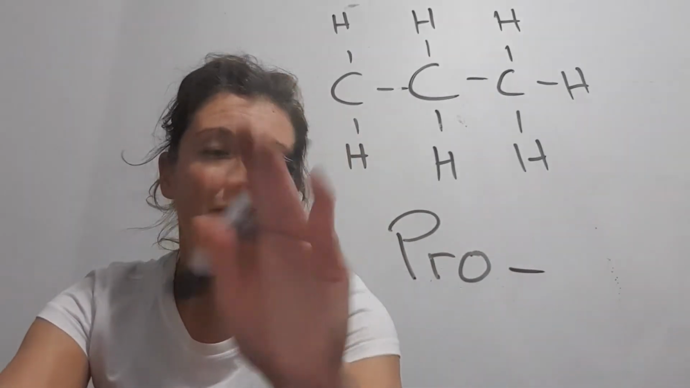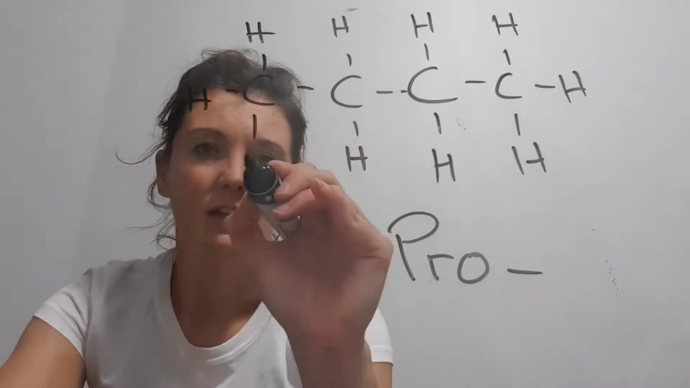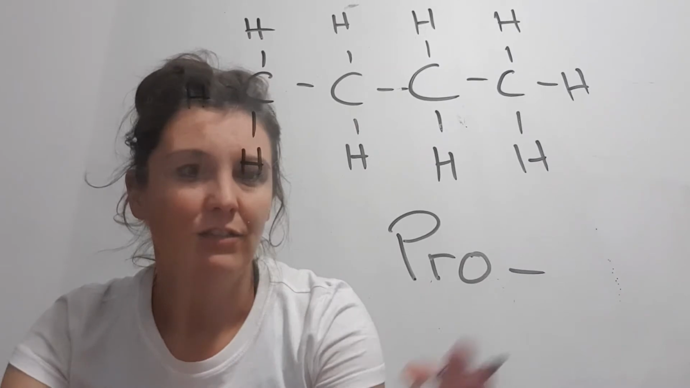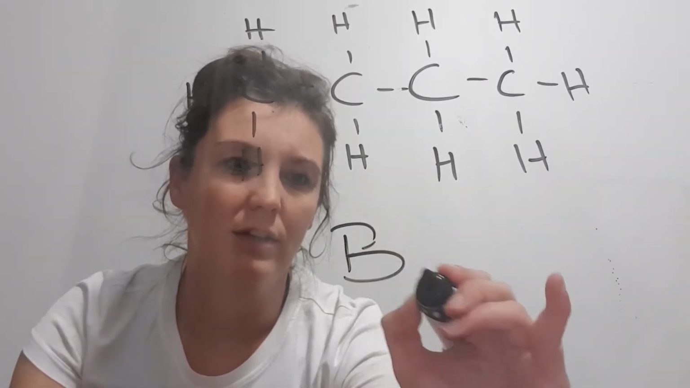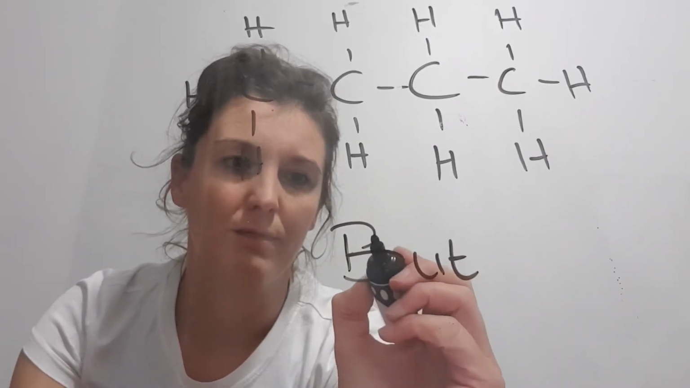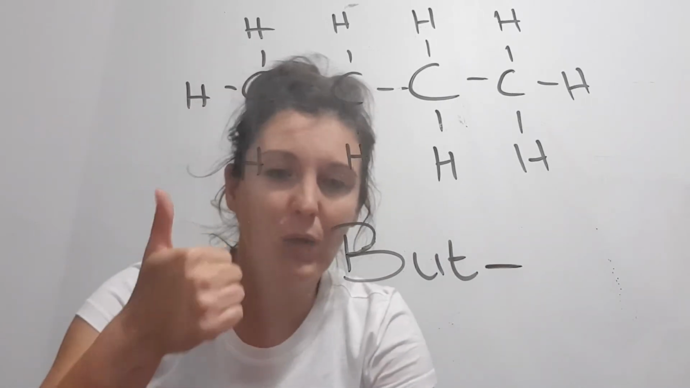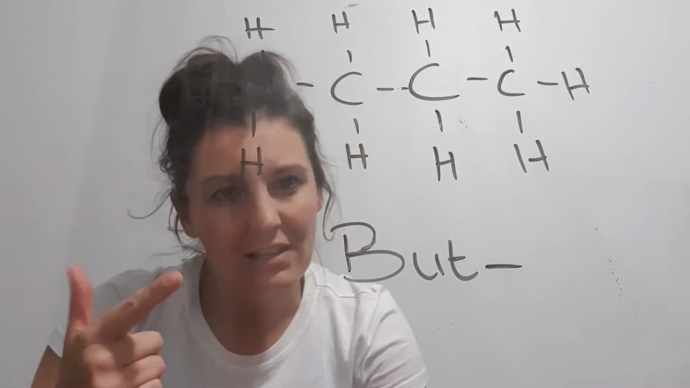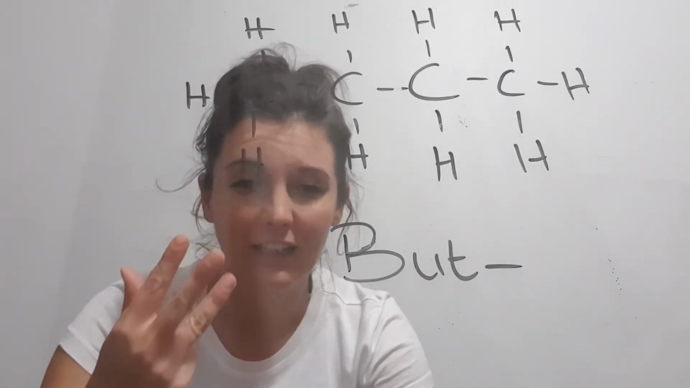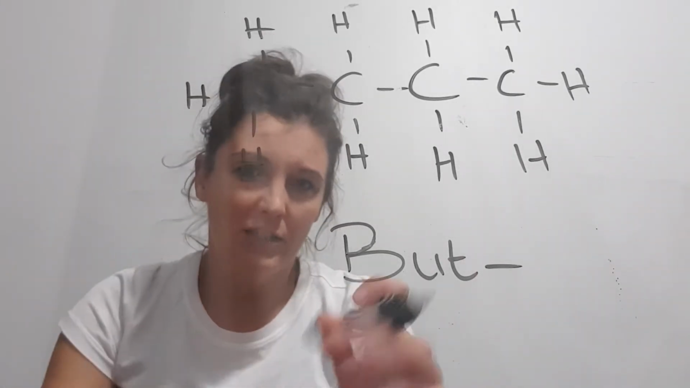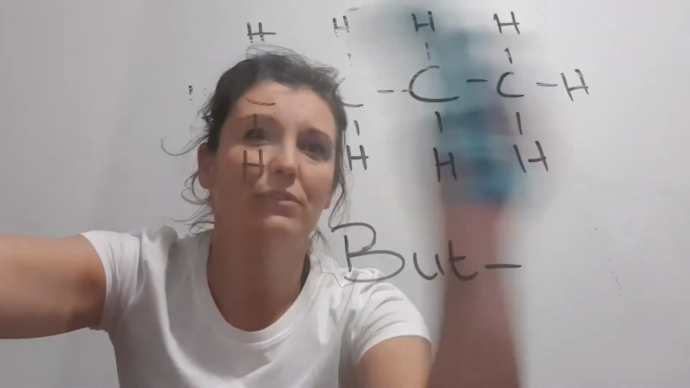If we go on to 4, and we only bond it with H's, we can't be pro anymore, so now it changes to bute. Bute, family surname. So we've got 1 is meth, 2 is eth, 3 is pro, 4 is bute. So we're halfway there. We're only going to learn up to 8. So now we're going on, and we might make this smaller because I'm going to run out of room.